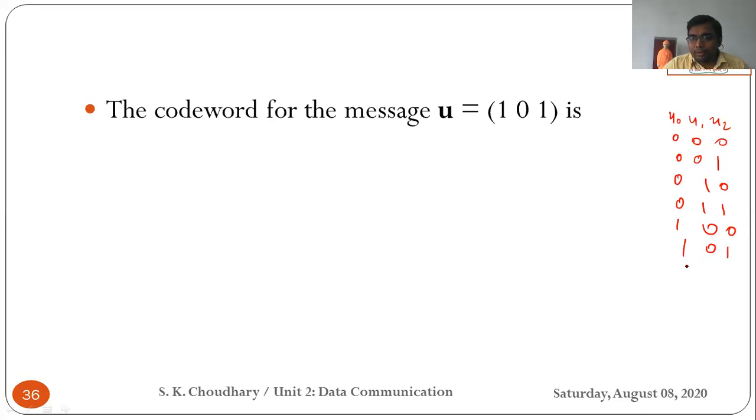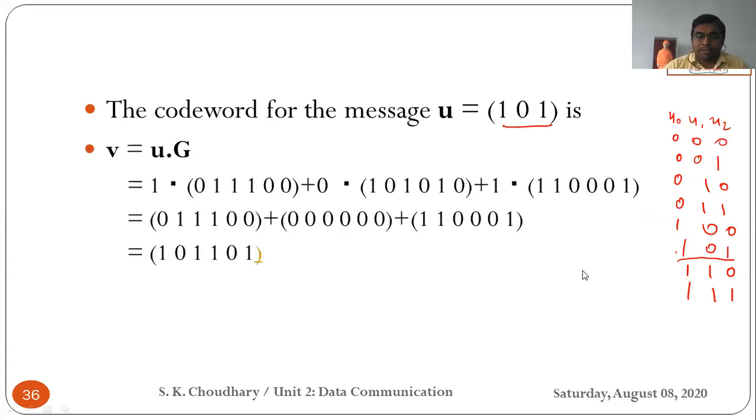Okay. There are 8 possibilities from 000 to 111. Suppose we randomly choose one of these, 101. This is the position. For this particular message, what should be the value of the code word? Just use the simple mathematical formula V = UG. And what is U?